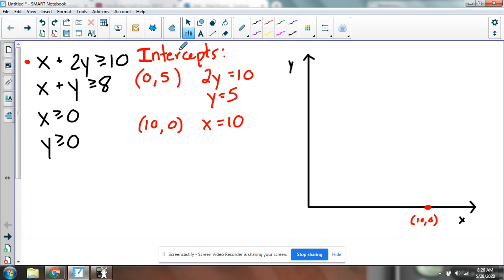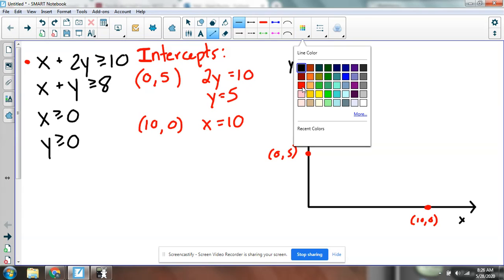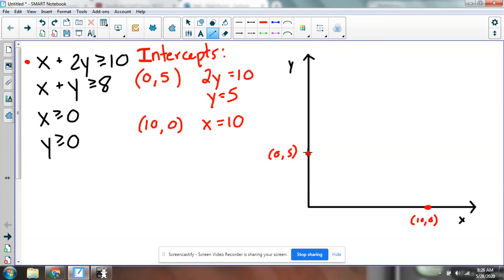If they have a graph, obviously, it's much easier to graph this. And then 0, 5 about halfway up. Half the distance of that. This is going to be 0, 5. Okay, and now I'm going to connect them with a solid line. So let me make that red. Because it's solid, because it's greater than or equal to.